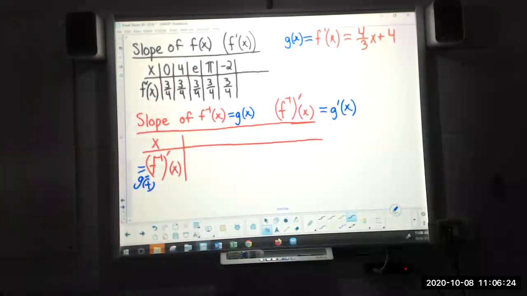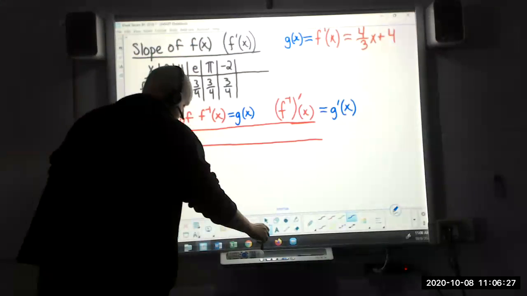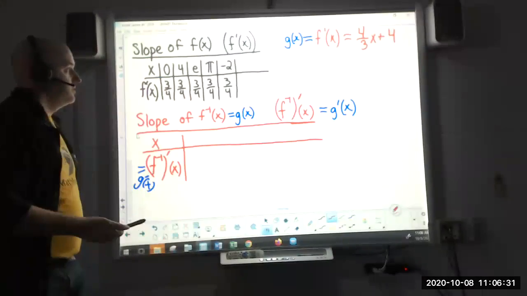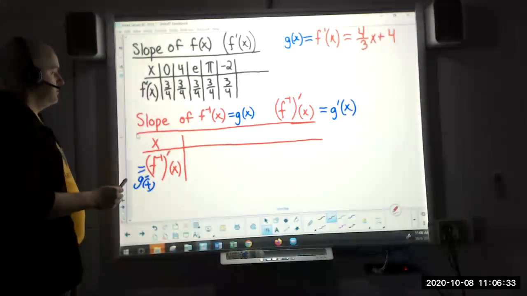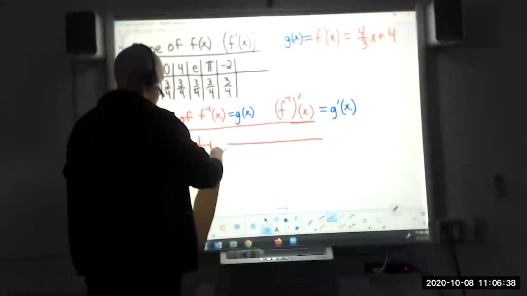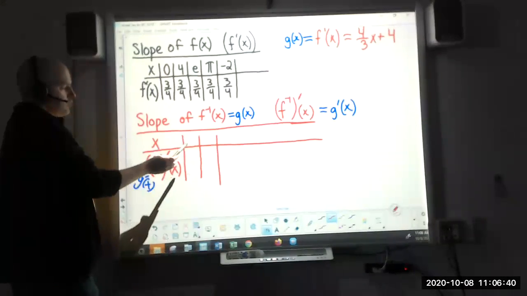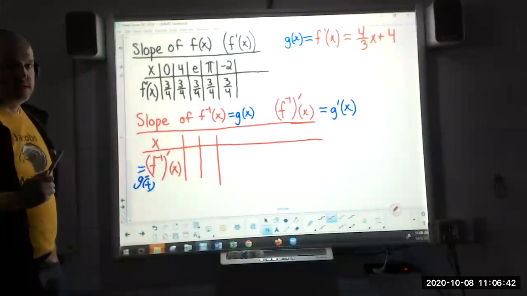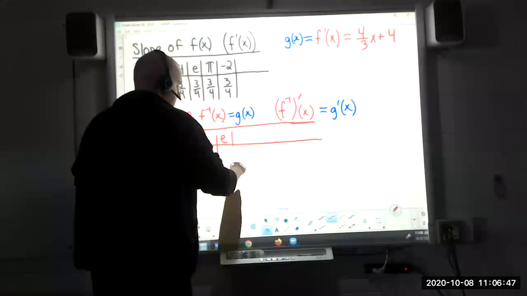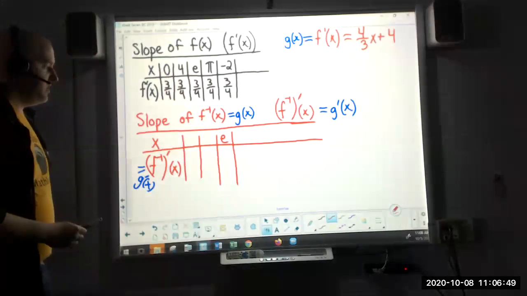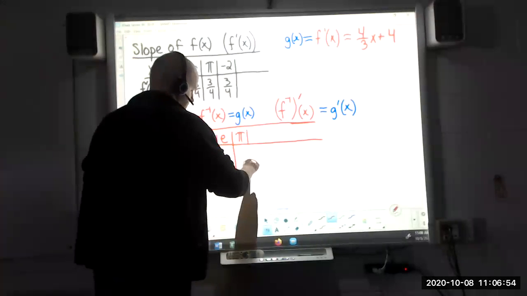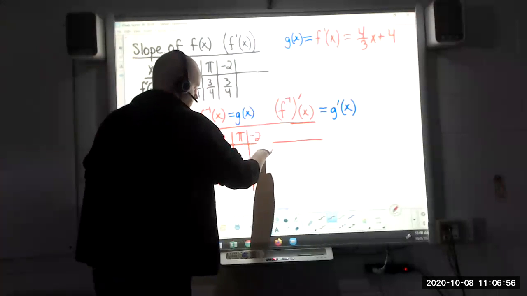Okay. So let's look at the same things. We're not going to do those first. We're going to do these two later. Save it. Let's talk about e. What is the slope of the inverse at e? How about at pi? How about at -2?